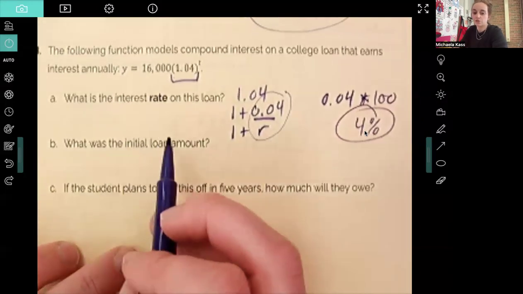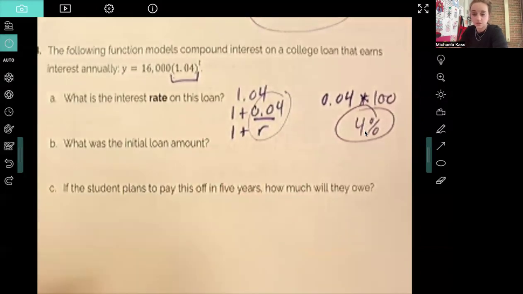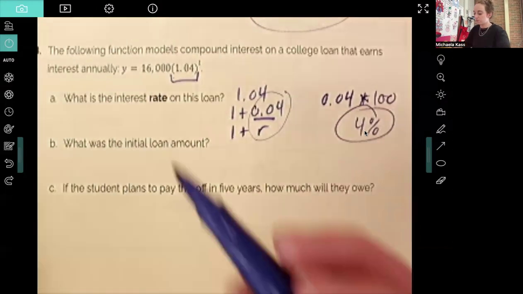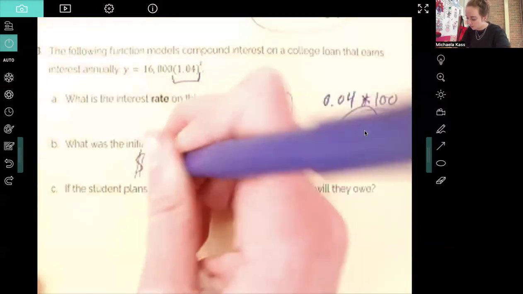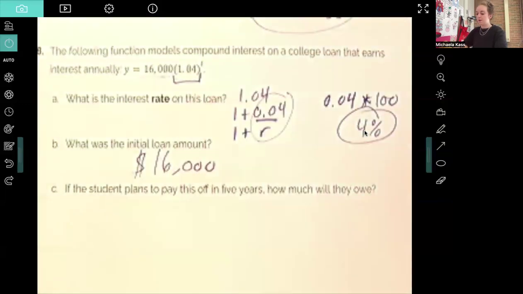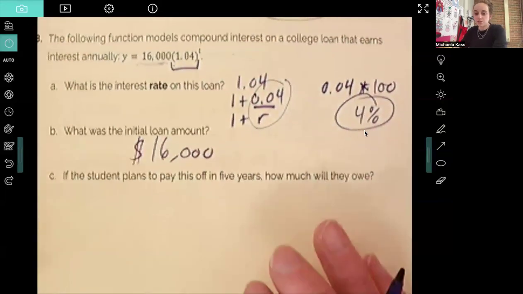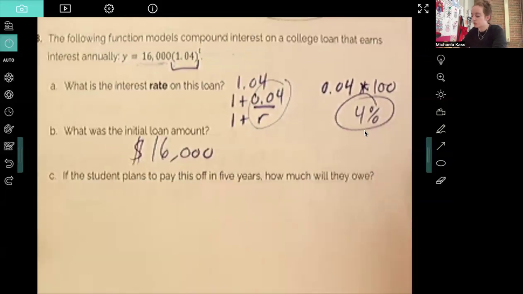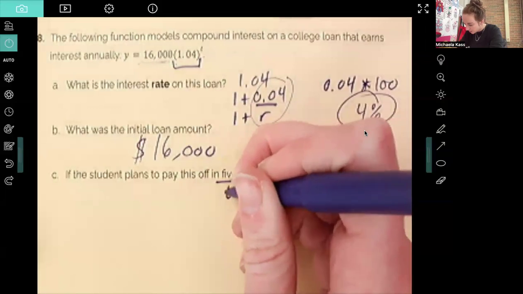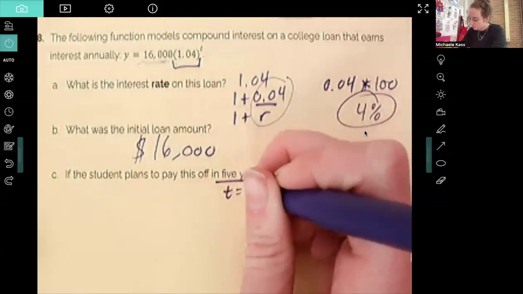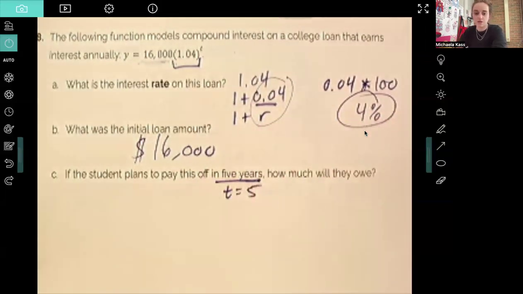What's the initial loan amount? Okay, well, we know A is always the initial amount, so that should be super fast. 16,000 is the answer. If the student plans to pay this off in 5 years, how much will they owe? They're telling us 5 is replacing T, right? When T equals 5, how much money is there going to be?